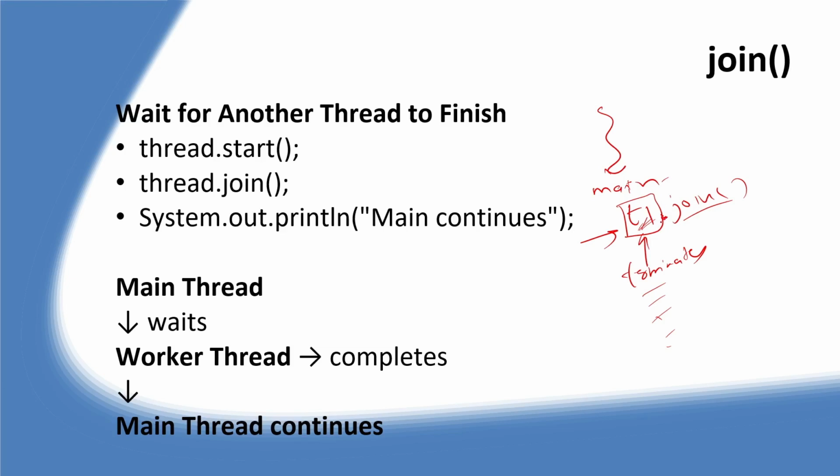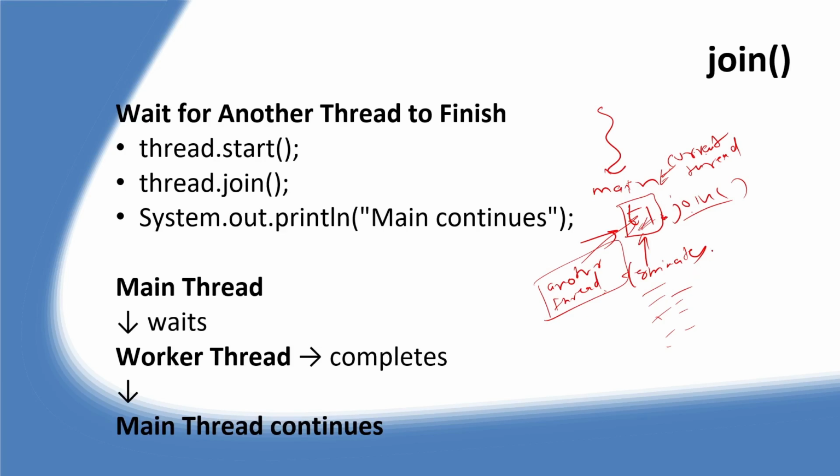So whenever we want a current thread, it can be main or any thread, I am giving the example of the main thread, think of it as the current thread. Whenever you want the current thread to wait for another thread, in that case you call join. So the current thread will wait until the other thread terminates or finishes, then the current thread will resume its work.